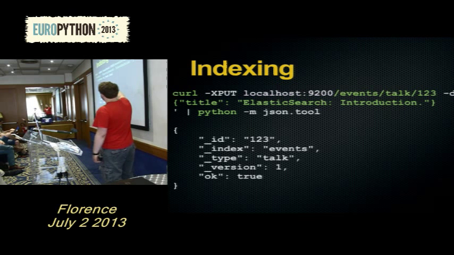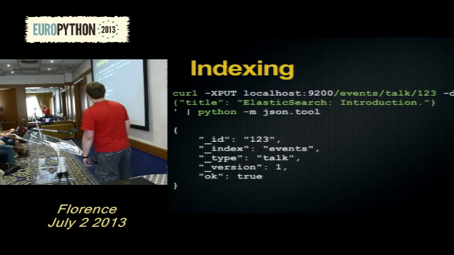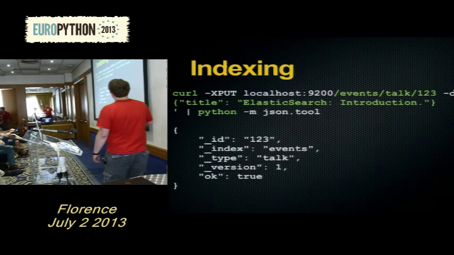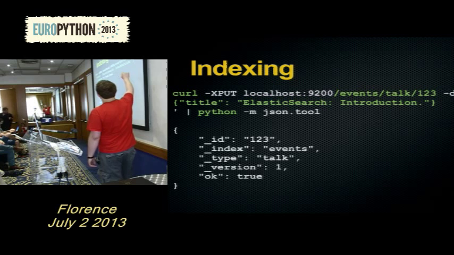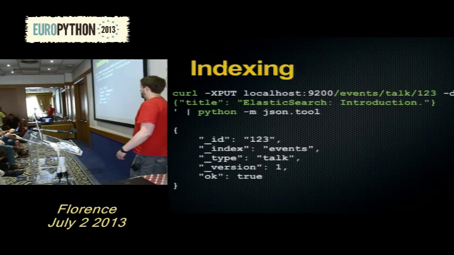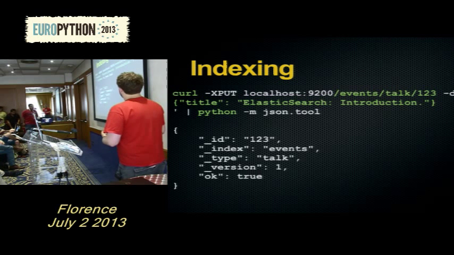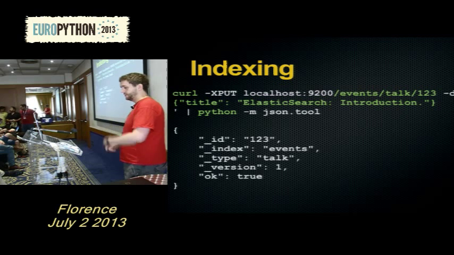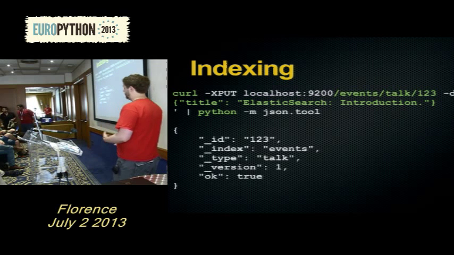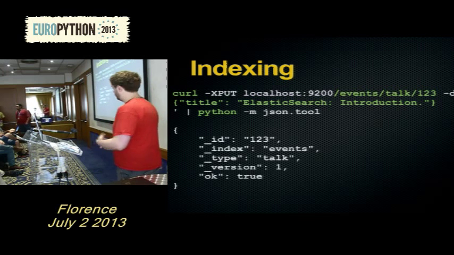So yeah, I do a PUT request. That's just the HTTP request, and I'm doing it to my events index, to a talk type, and then I'm manually giving it an ID of 123. You'll notice I've not created an index previously. I've not created a type. These are all done automatically in the background. This makes Elasticsearch really good for exploring data and finding out a bit more.